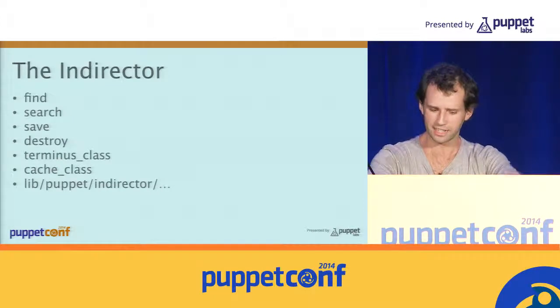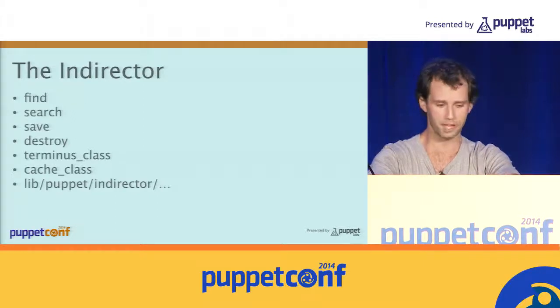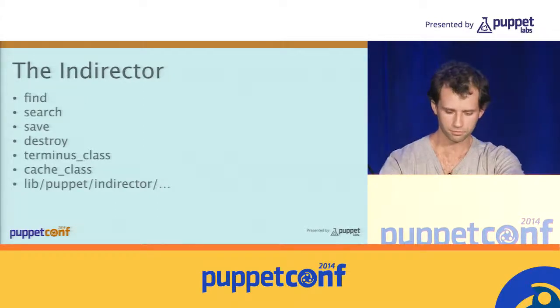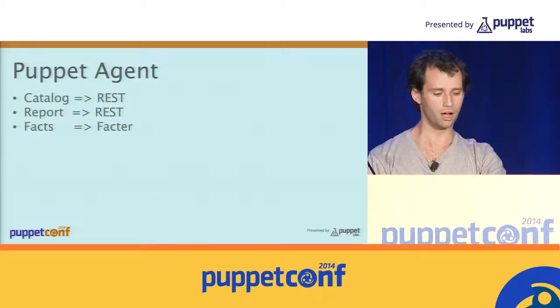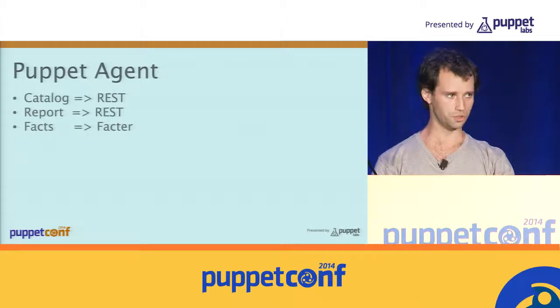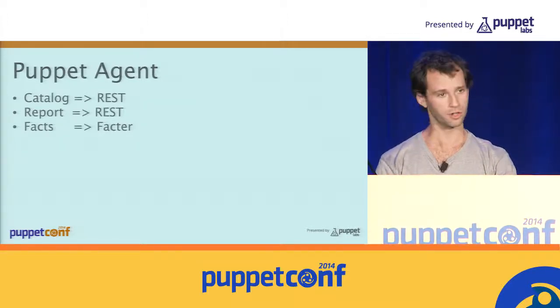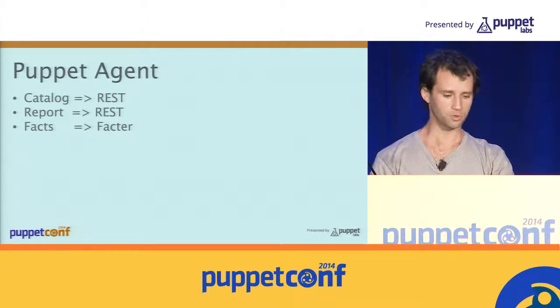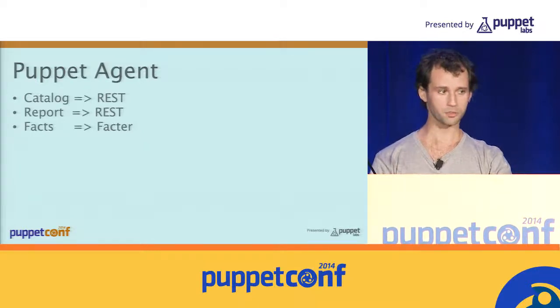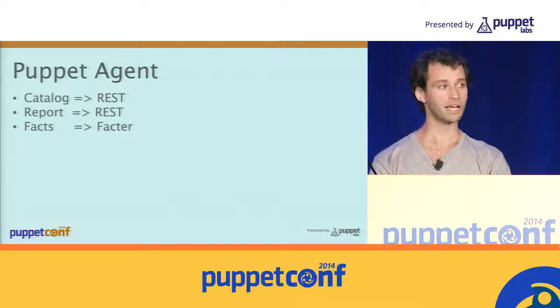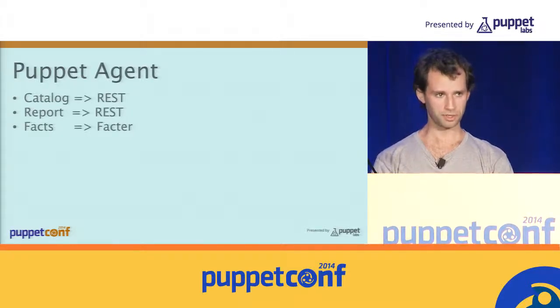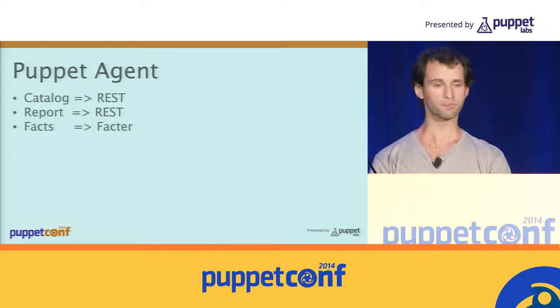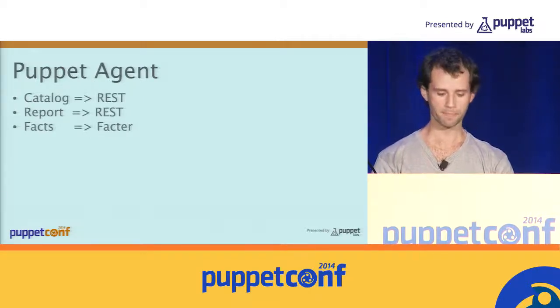When you get any sort of object of that type via the indirection, you get the appropriate behavior via that global configuration. I realize that sounds a bit complicated, but the idea is with Puppet Agent, you have the catalog using the REST terminus, which means it has to go out over the internet to get a catalog. The report indirection uses the REST terminus, which means when it's sending a report, it has to send it out over the network. And the facts indirection uses the factor terminus, which means when it tries to obtain its facts, it gets them from the local system using factor.